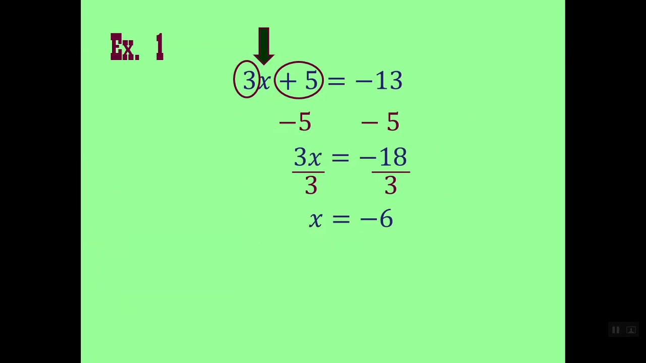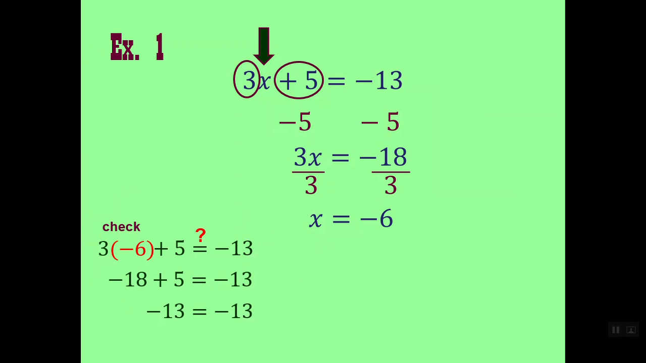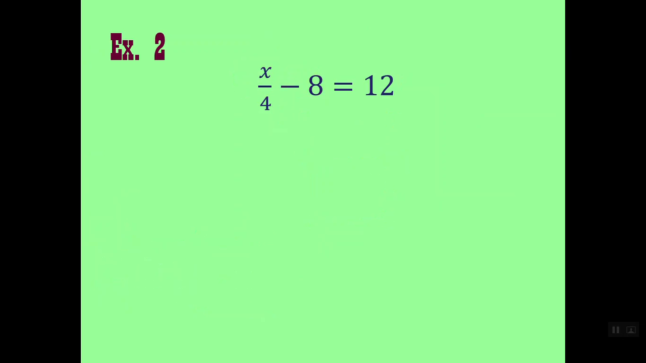We can confirm it by plugging it in. So we can start with our original equation and then plug in negative 6 in place of x and see if it works out the same on both sides. So we first multiply and get negative 18. Negative 18 plus 5 is negative 13, so yes, it does check out. That's what's so great about this work. You can leave any quiz or test knowing you got everything right if you check it.